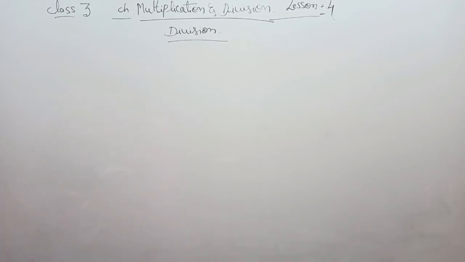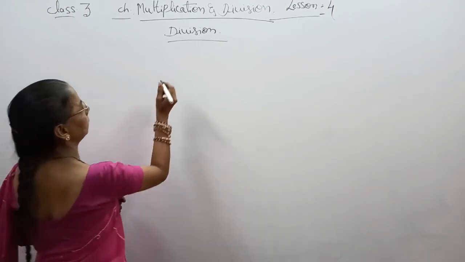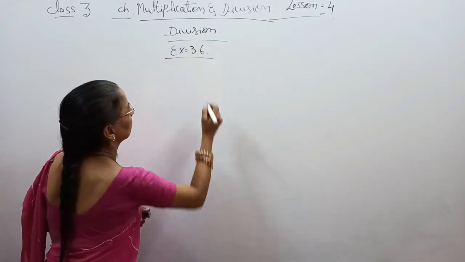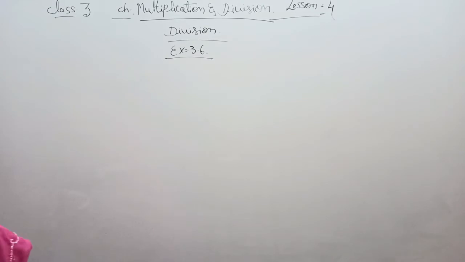In the last class we learned about one-digit division numbers or two-digit division numbers. Now we go for bigger numbers, more than two digits. Now we have to solve the exercise, that is 3.6. Through this exercise we are going to learn about the divisions given in the textbook.